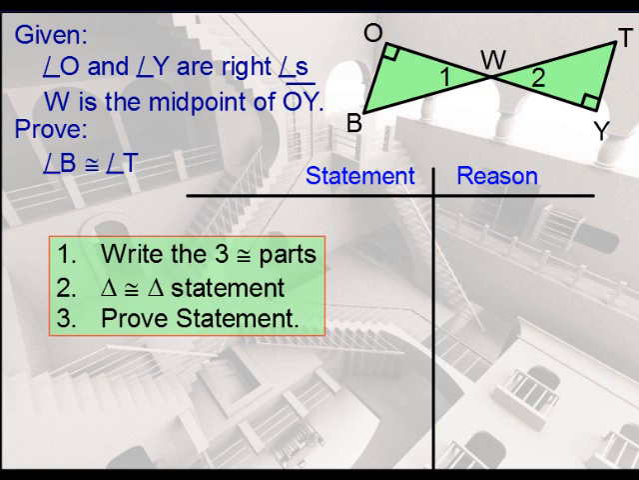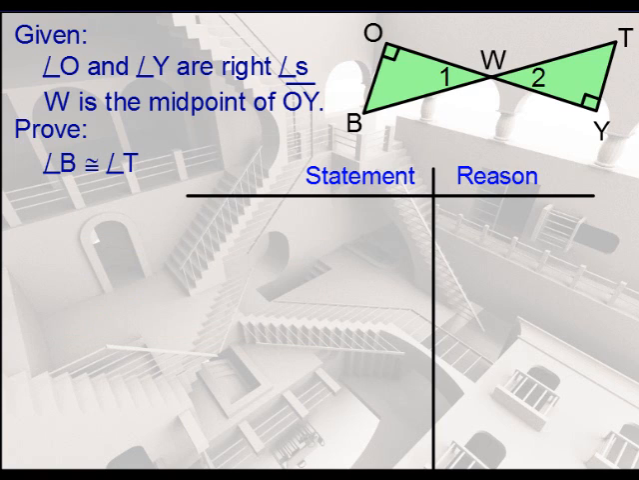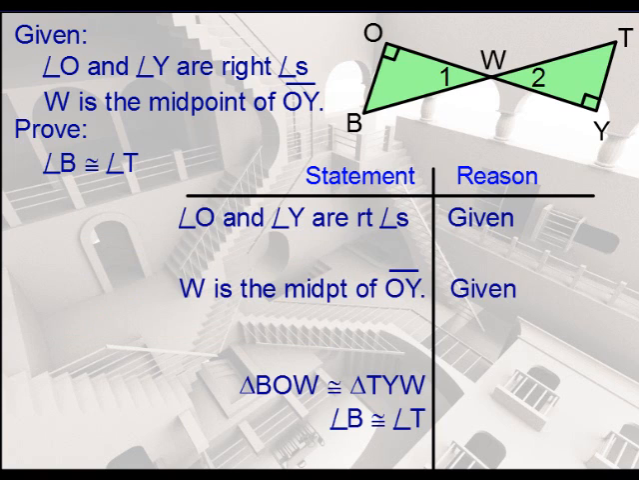Remember, this is the strategy. First write in your congruent parts, then the triangle statement, and then the proof statement, which is angle B congruent to angle T. So let's go ahead and put in what we already know. We already know the given stuff. We also know how it ends, though. So we have angle B congruent to angle T, and plus the triangle statement we know goes right before it. In addition, we also know the reason for this, and that's this: corresponding parts of congruent triangles are congruent.